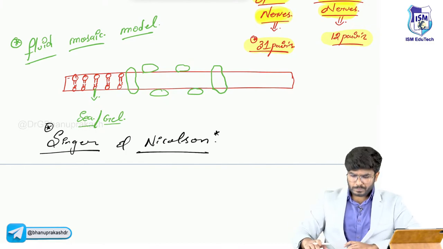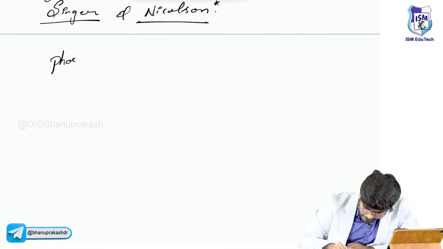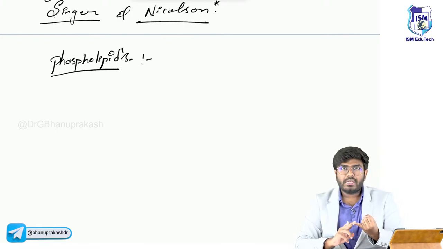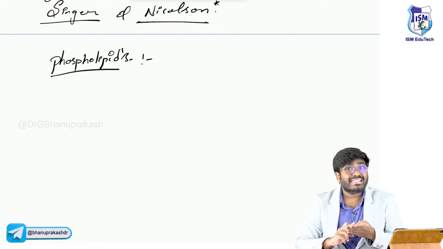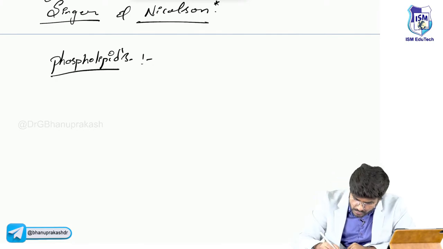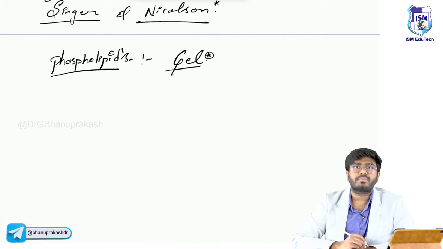Now, let me tell you about the phospholipids. Don't forget the important phospholipids we have discussed: phosphatidylcholine, sphingomyelin, phosphatidylethanolamine, phosphatidylserine. These are the four phospholipids I have discussed with you. These phospholipids are like a gel kind of substance.